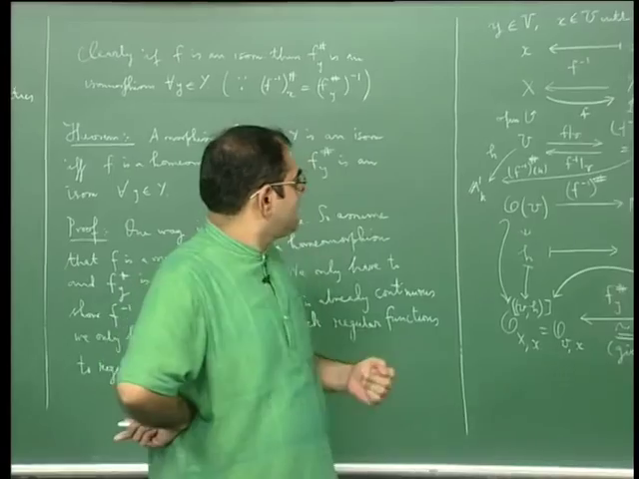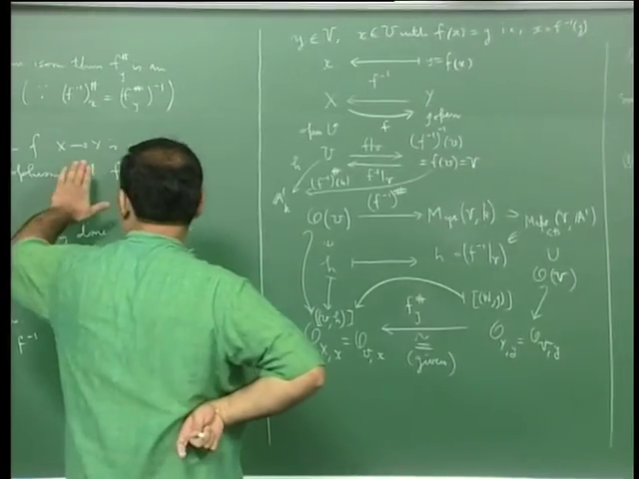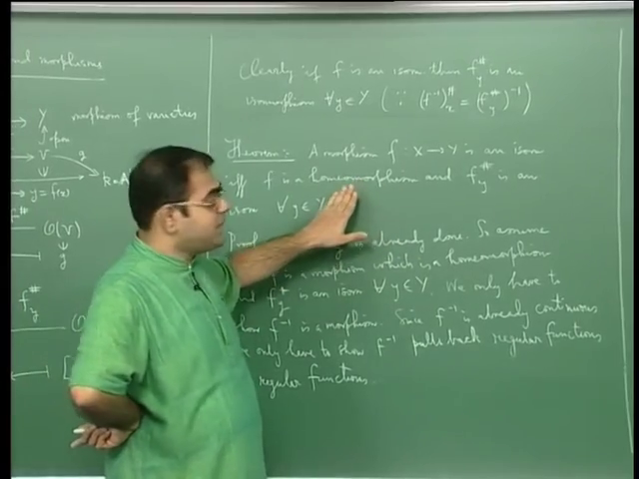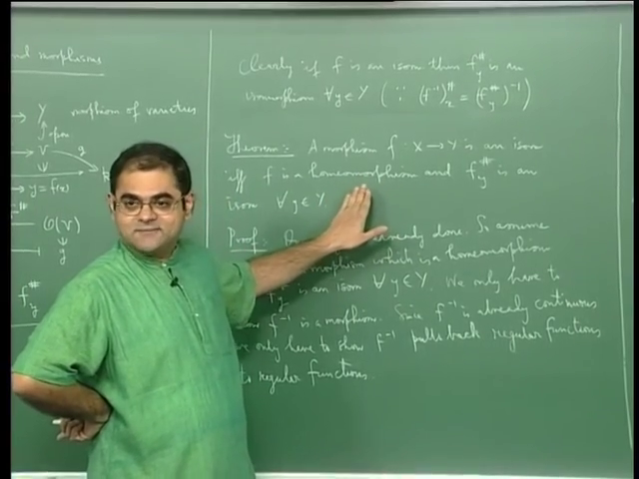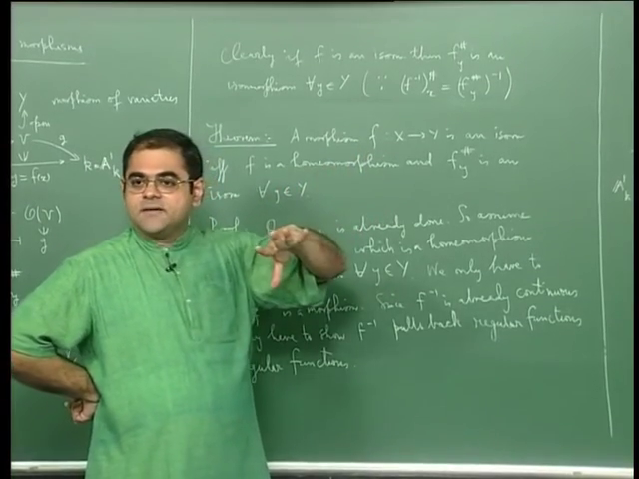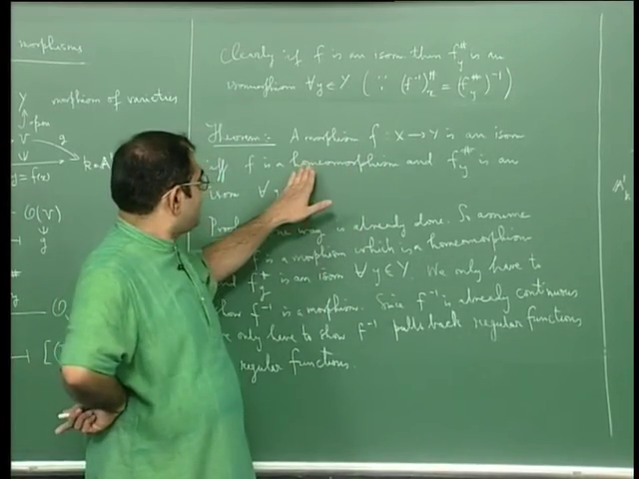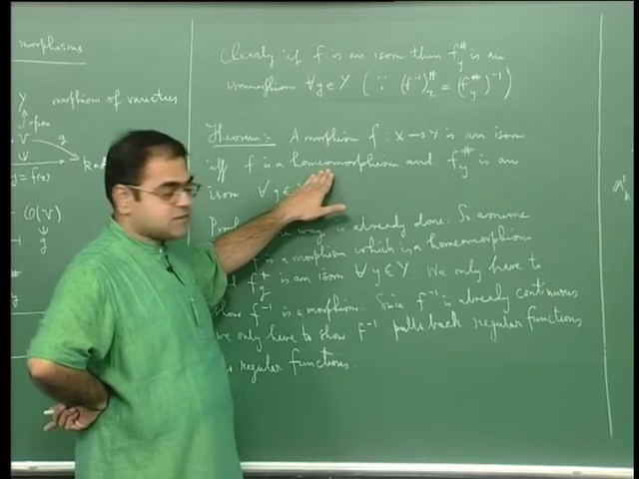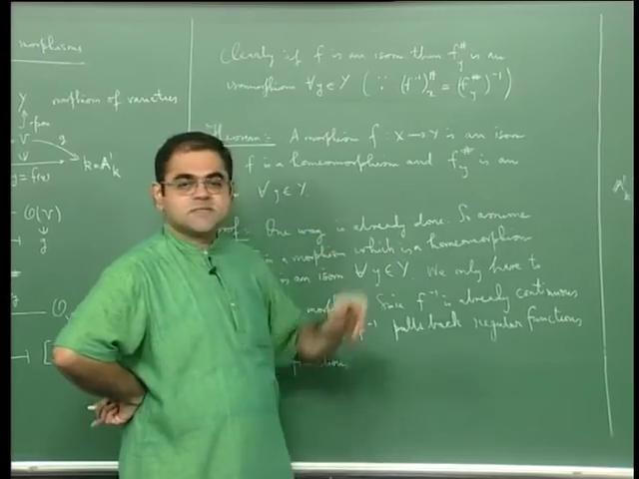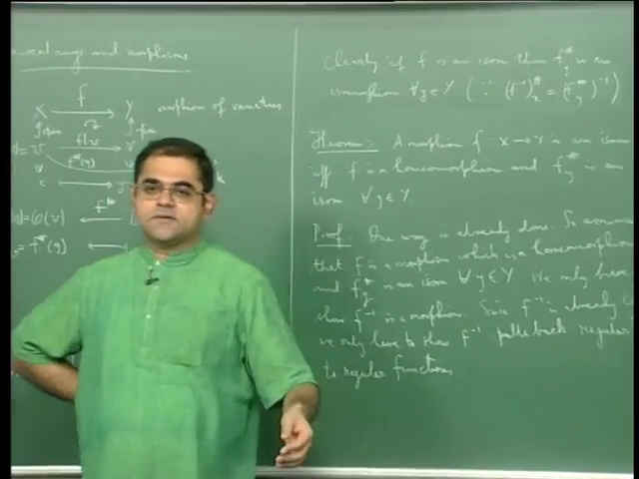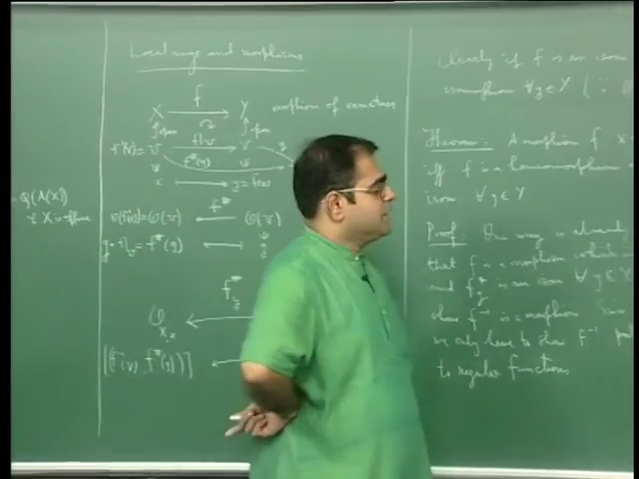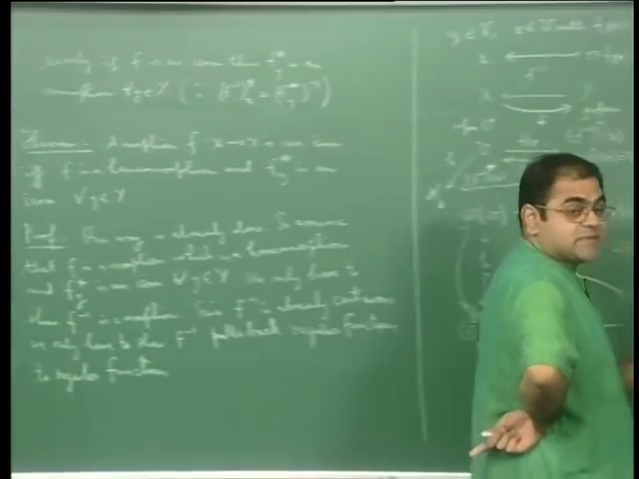But the point is that checking that it pulls back regular functions to regular functions can always be done even at the level of local rings. That's essentially the idea. So to check that a morphism is an isomorphism, all you have to check is that the morphism is topologically an isomorphism, namely a homeomorphism, plus you must check that it induces isomorphism at the level of local rings, at every local ring. So that's the power of local rings.